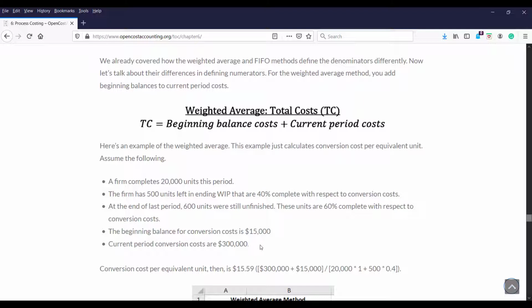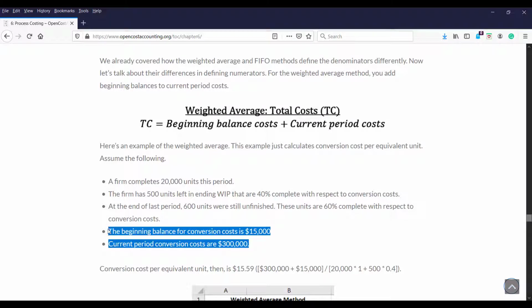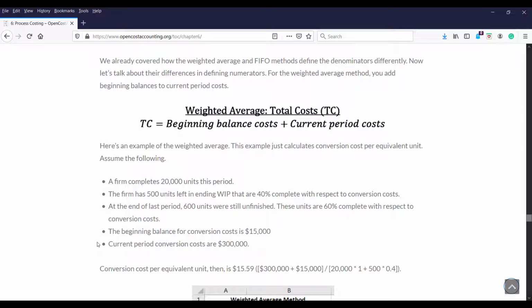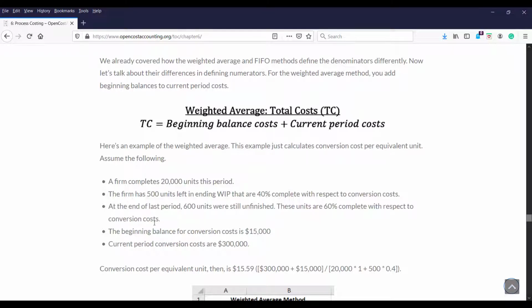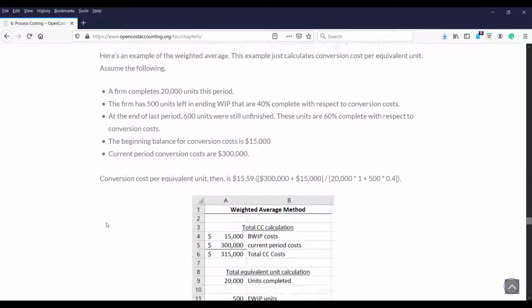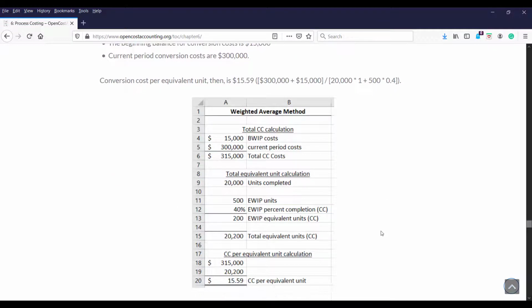And then we need to know the costs associated with conversion costs in our beginning balance in the WIP account and those current period conversion costs that we incur, because those are the two parts of the weighted average rate, the denominator and the numerator respectively. Denominator, numerator. This is also the denominator, the units completed. We need that.